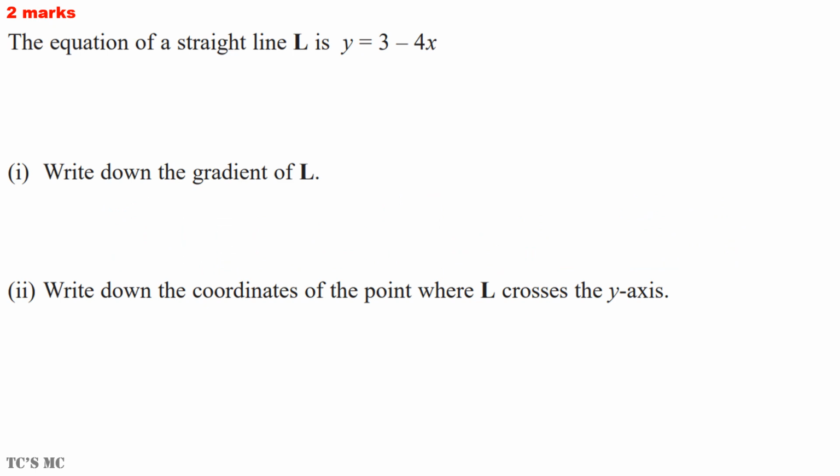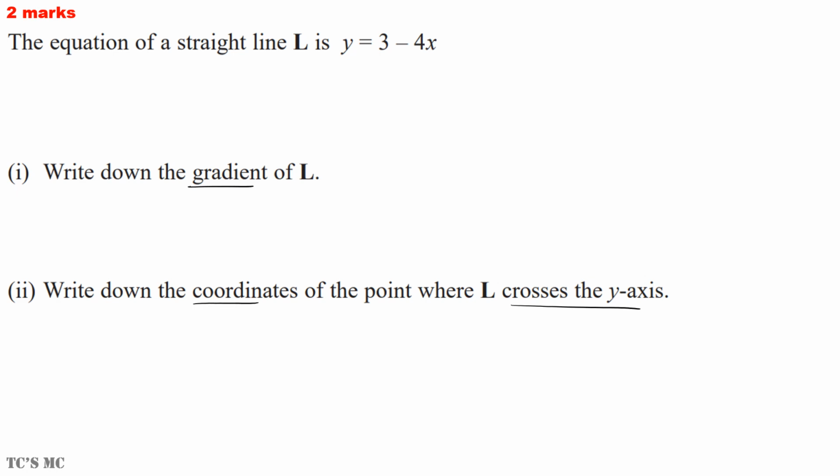The equation of a straight line is y equals 3 subtract 4x. Part 1, write down the gradient. Part 2, write down the coordinates of the point where L crosses the y-axis.